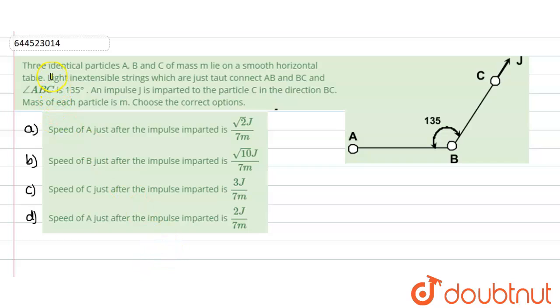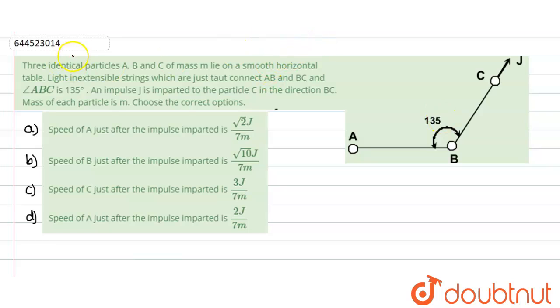Hello everyone, let us start with our question. In this question, it is given that there are three identical particles A, B, C of mass m lying on a horizontal table. The light inextensible strings, which are just taut, connect AB and BC, and angle ABC is 135 degrees. Now there is an impulse J imparted to the particle C in the direction BC. The mass of each particle is m. We need to choose the correct alternative regarding the speeds of A, B, and C. Okay, we need to find what would be the speed of A, B, and C.